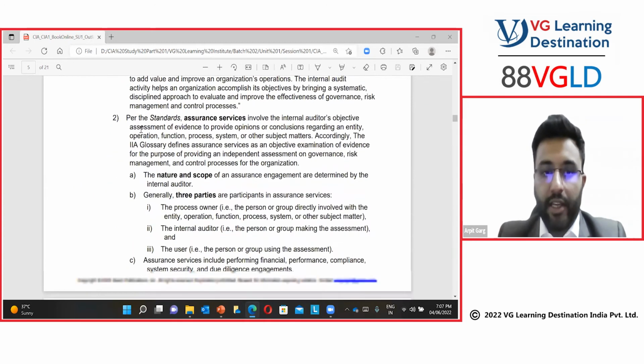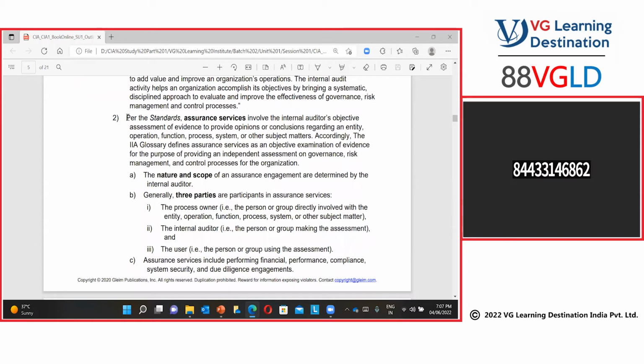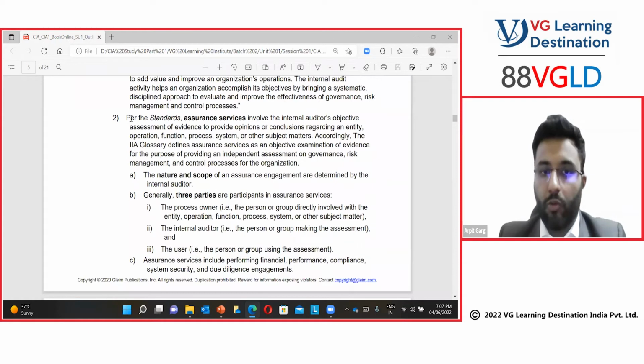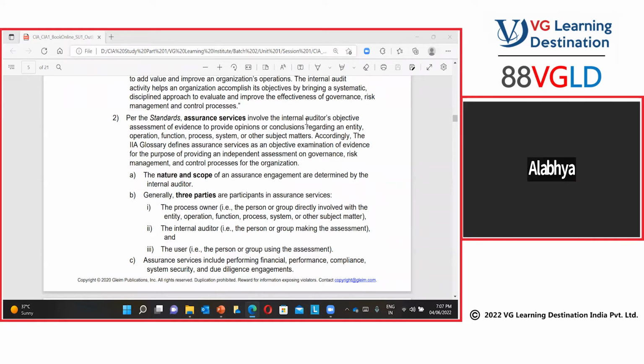Assurance services. Can I have a volunteer who would like to read assurance services? Anyone would like to go through what is assurance services? Abhinav, you want to go ahead? Alabhya, you want to go ahead? Ankur? Yeah, are you all with me? Atul? Ayushi? Alabhya this side, I'll go.